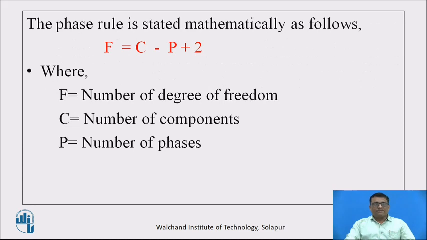This is known as the phase rule equation. F is equal to C minus P plus 2, where F indicates the number of degrees of freedom, C indicates the number of components in a given system, and P indicates the number of phases which are present in a given system.